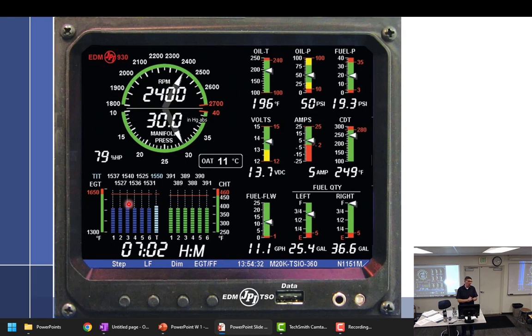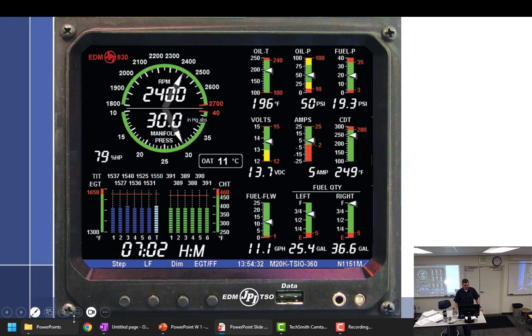The old school method of leaning was: find your peak, pull back the mixture, find peak, right there's peak, then push it back in until it cooled about 50 degrees. That would be called 50 degrees rich of peak. When they say 50 degrees, they mean temperature, not degrees on a dial. Correct. It's literally right here.